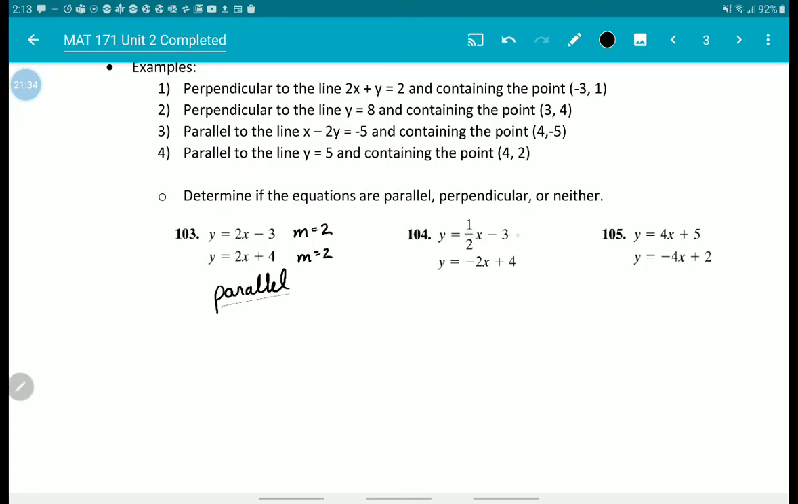Let's look at 104. In 104, what is the slope of that line? The first one has a slope of 1/2. The second one has a slope of -2. So one way to tell if they're perpendicular is we can multiply them together. If we multiply those slopes together, we get -1. And that means that they are perpendicular.